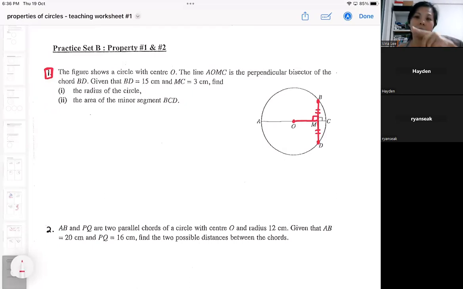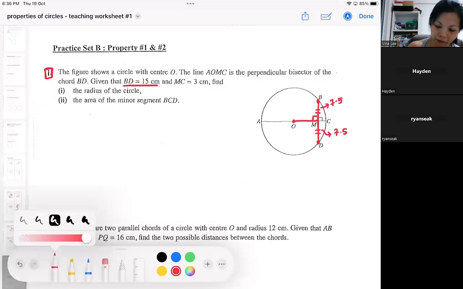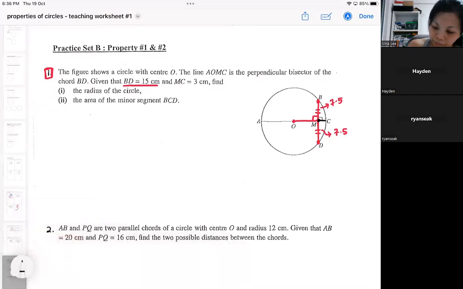So that exactly fits the property that we learned in property 1 and property 2. Because of this, the BD here will be divided into two parts. It will be divided into 7.5 here, and then 7.5 here. Okay, and we are also given a tiny part here. In case you're wondering, is there a use for this tiny part? Yes. Later on we have a use for this tiny part.